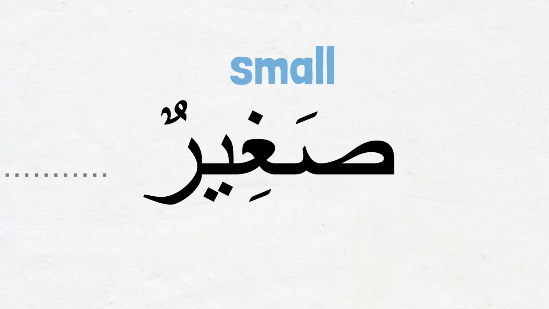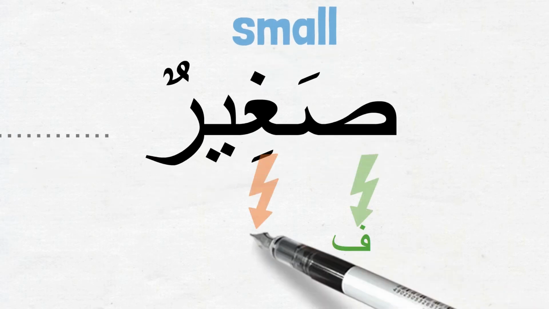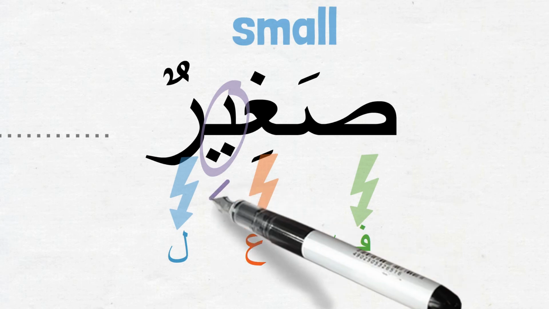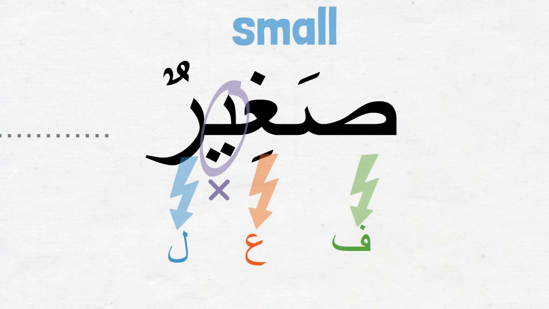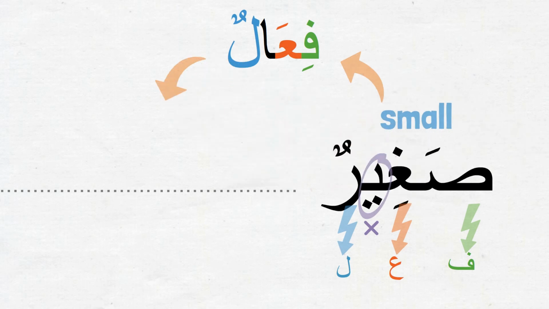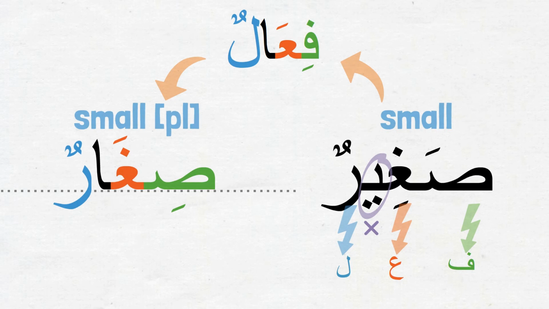We know saghirun means small. Can you tell the root letters of this word? They are sad, ghain, and ra, right? The letter ya here is used to elongate the kasra coming before it, so we leave it out. The broken plural pattern is fi'alun. What do you think should be the plural form then? It is sigharun, right? Very good. Saghirun became sigharun.